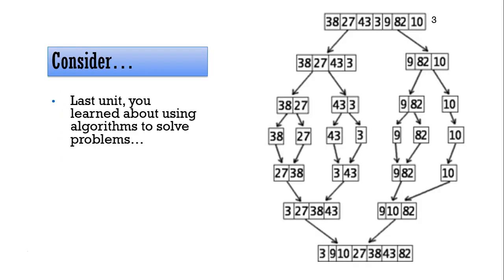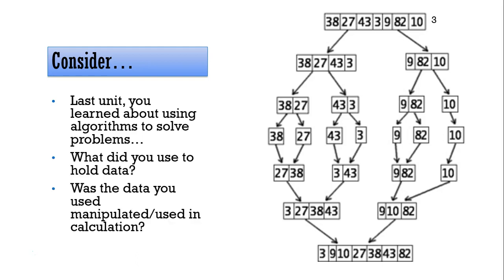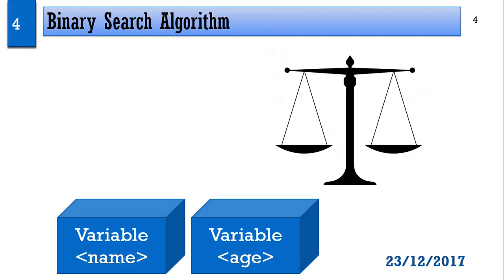First of all, we need to consider the last unit, where we learned about using algorithms to solve problems. For example, we have the merge sort here. What did we use to hold data, and was the data manipulated or used in calculation? The data for a merge sort algorithm would have included separate lists that we merged together. For a binary search algorithm, we would have used data to store a lower boundary, an upper boundary pointer, and a midpoint.